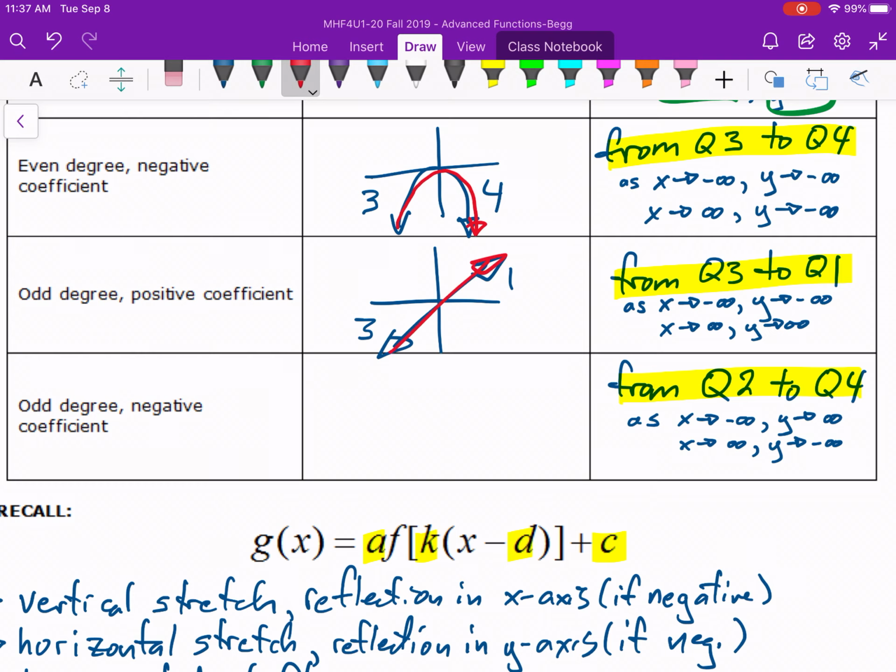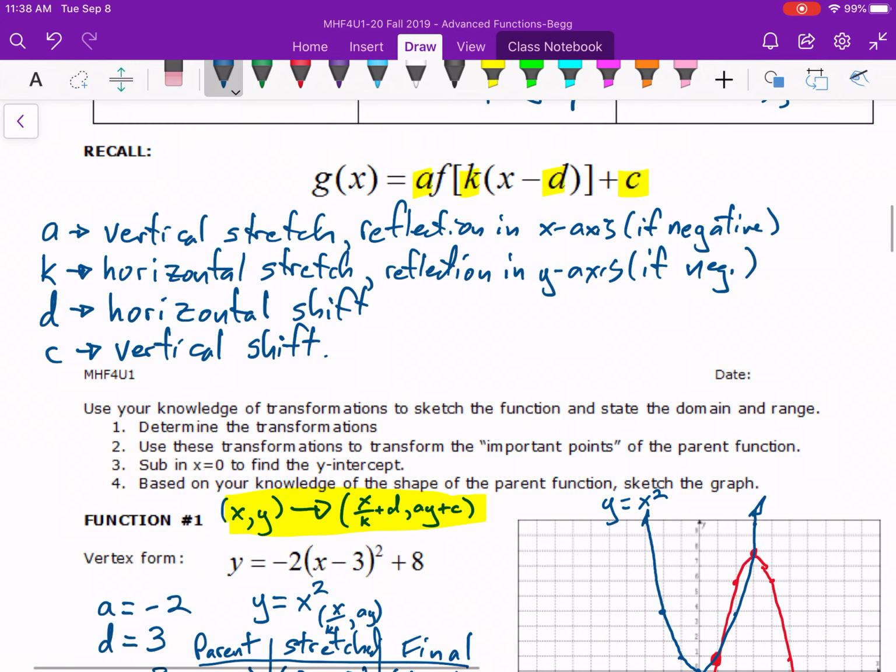And then the last one, odd degree negative coefficient, again, think linear, but with a negative slope. If we go from left to right, it's going from here to here. That would be from quadrant 2 to quadrant 4.